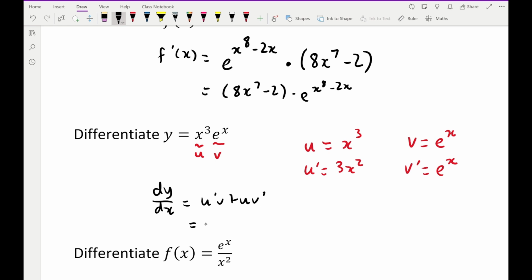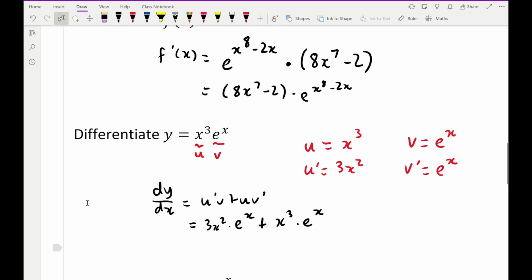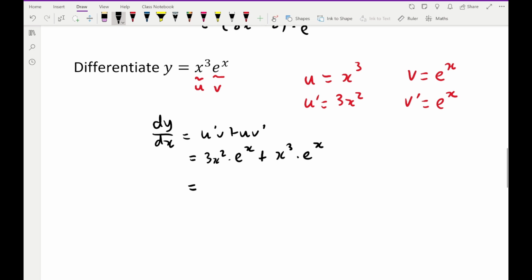And then that's going to be 3x squared times e to the x plus, u is x cubed times e to the x. Cool. So you'll often, trust me on this, you'll see later down the track that when we do derivatives that look like this, it's often really nice to pull out a common factor. So let's think about what common factors I have. I have x in common. In fact, I have x squared in common. So let's pull that out. I also have e to the x in common on both these terms.